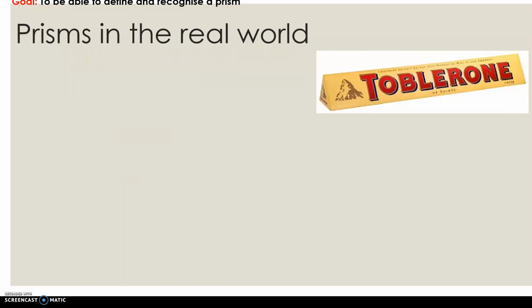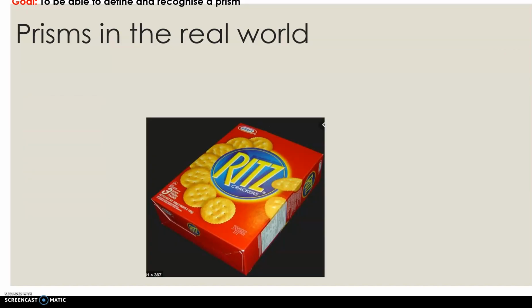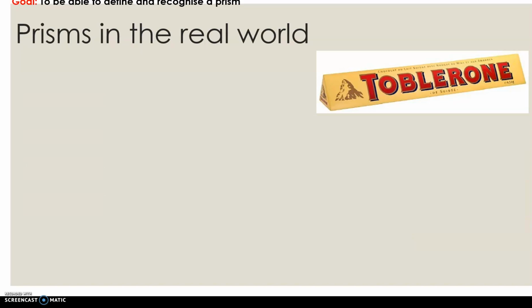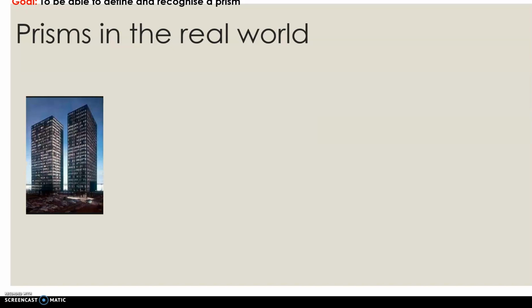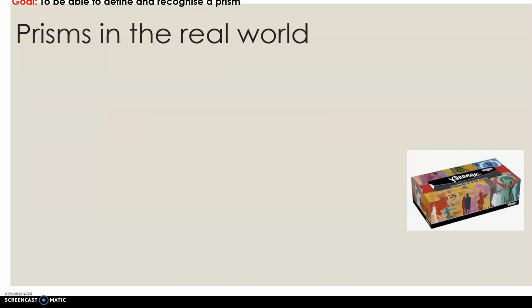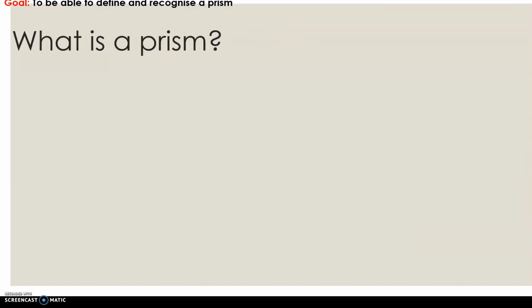All right, so there are prisms in the real world. So these are some examples. So we've got that Toblerone, which is a type of prism. We've got the buildings, boxes, tissue boxes. They're all prisms, and we're going to look at all the different types of prisms and what names they have.